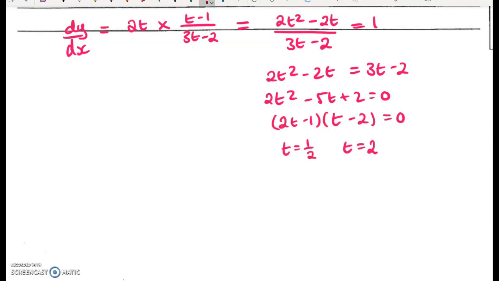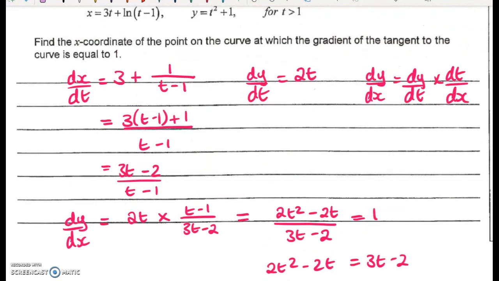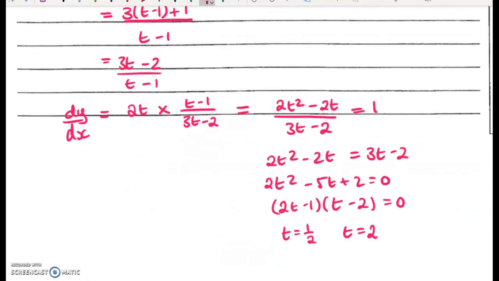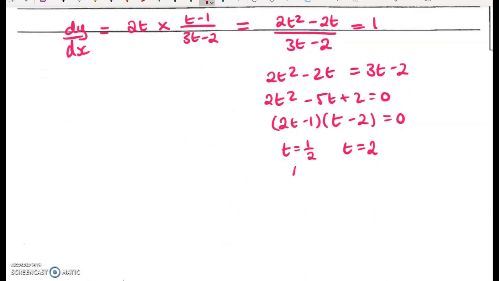So I've just skipped ahead a little bit solving that quadratic. We get to t is a half or t is equal to 2. Now look back at the question and we're told that t must be bigger than 1. So we can't have a half. That's an invalid solution. So therefore, this is the solution that we're looking for.